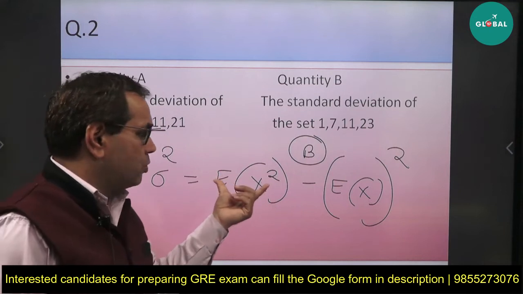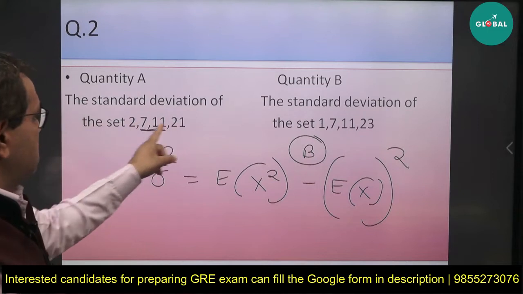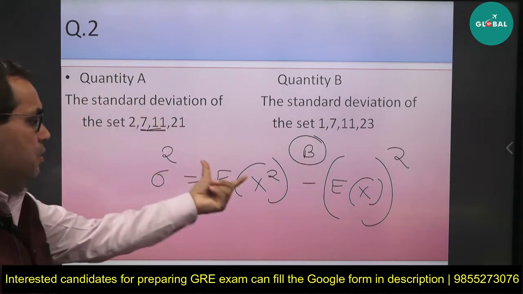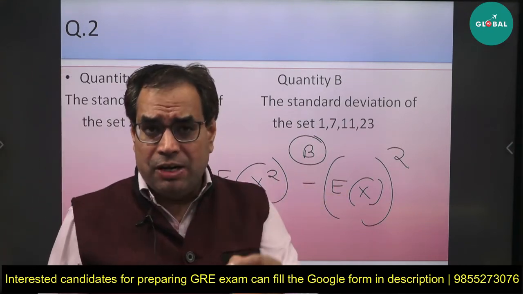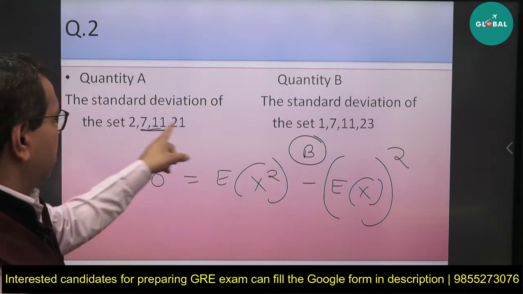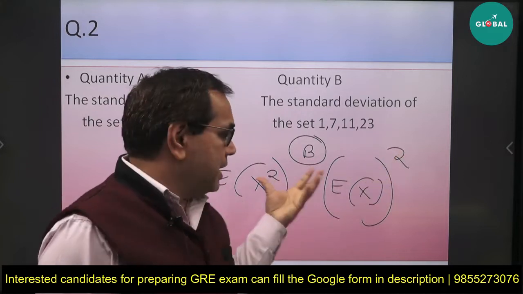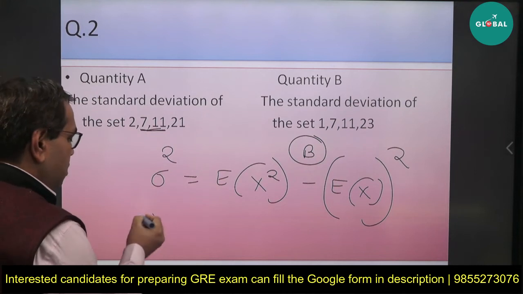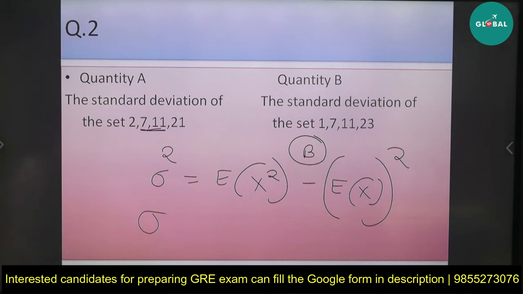What is this E of x square? It is the mean of squares of the observations. We have observations, so we will compute their squares and then take the average. This will be E of x square, right? Now what is E of x? It is the average or mean of the observations. So we will compute the mean of these observations and then square it. Now we will take this difference, which will give us the variance. Now standard deviation is sigma. We will take the square root of this, then we will get the standard deviation. So using this formula also you can make the computations.